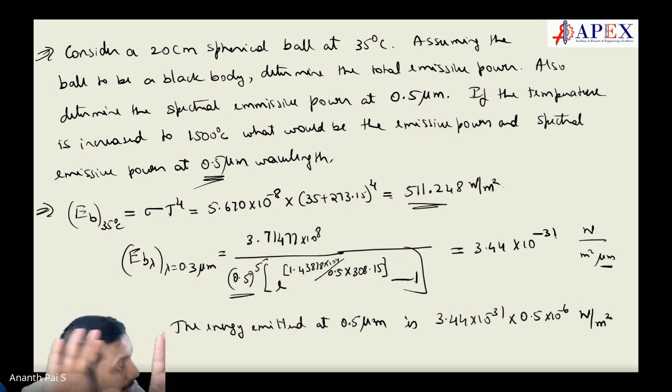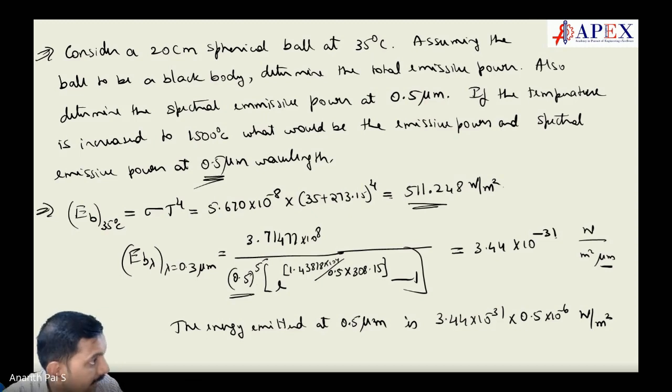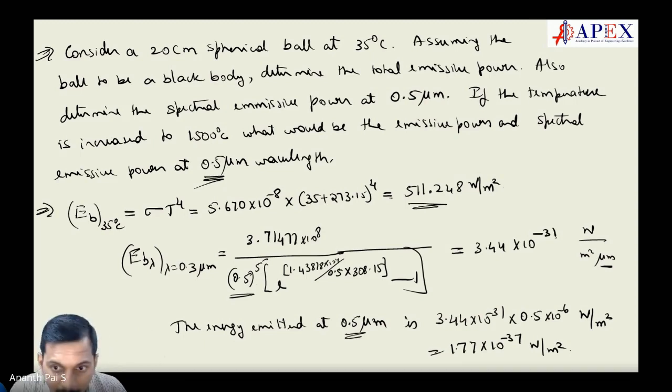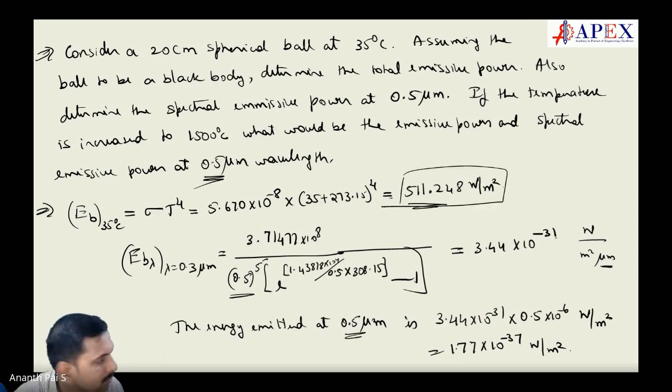So if I mask everything and leave only the energy coming at 0.5 micrometer in that wavelength, the energy coming is so small, it is 1.77 into 10 power minus 37 watt per meter square. Out of this much, what is coming out? Only this much.